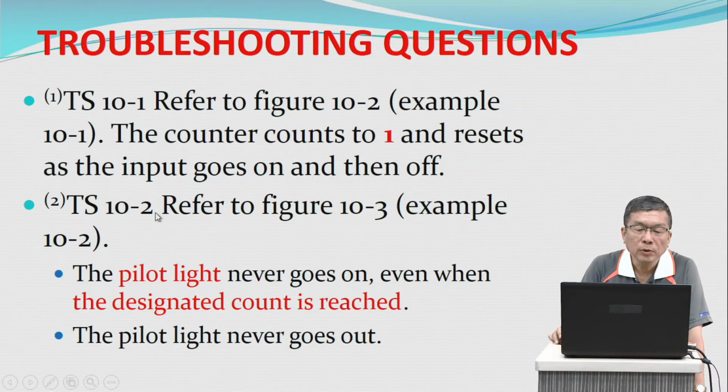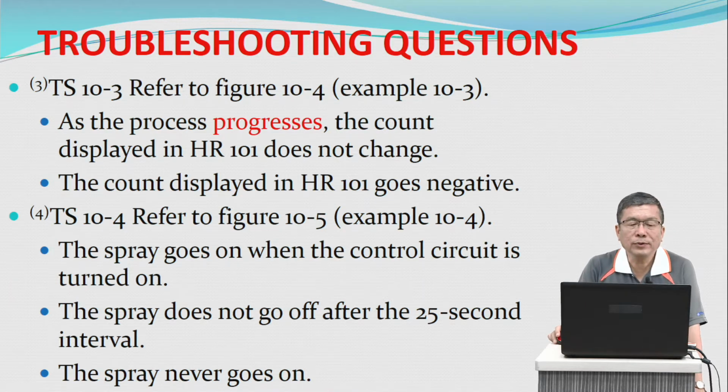Number 2 refers to figure 10.3, example 10.2. The pilot light never goes on even when the designated count is reached. The pilot light never goes out. Number 3 refers to figure 10.4, example 10.3. As the process progresses, the count displayed in holding register 101 does not change. The count displayed in holding register 101 goes negative.